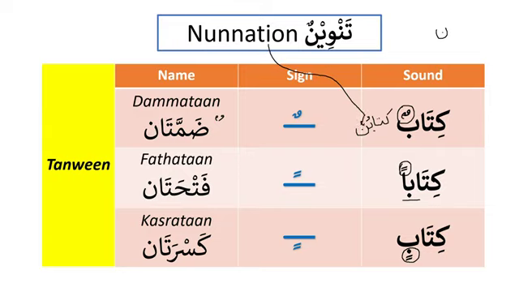So it is kitabun. Similarly, kitaban. So only the haraka changes, the pronunciation remains the same, kitaban. And again, the haraka changes over here, or the vowel sound changes here, so it becomes kitabin. So the end, what do we have? The noon sound. That's why it is called tanween.